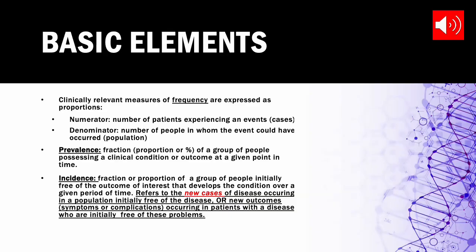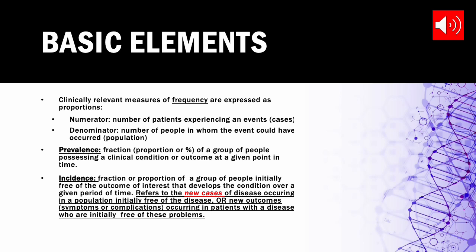Okay, and we're going to review some of the terms from Chapter 2. These things you will have to know and be able to apply for the rest of the quarter. So, clinically relevant measures of frequency are expressed as proportions. The numerator is the number of patients experiencing an event, so the number of cases, and the denominator is the number of people in whom the event could have occurred, so it's the population.